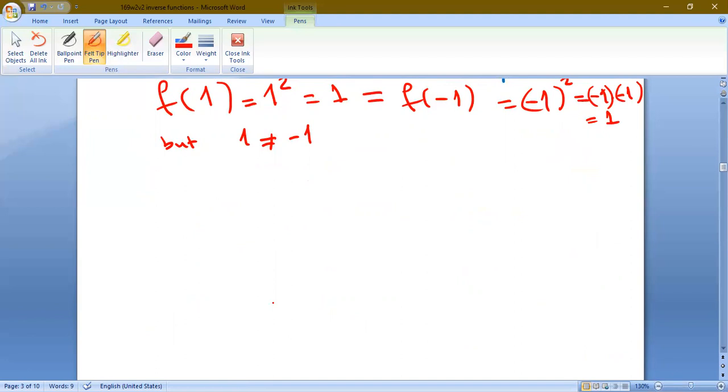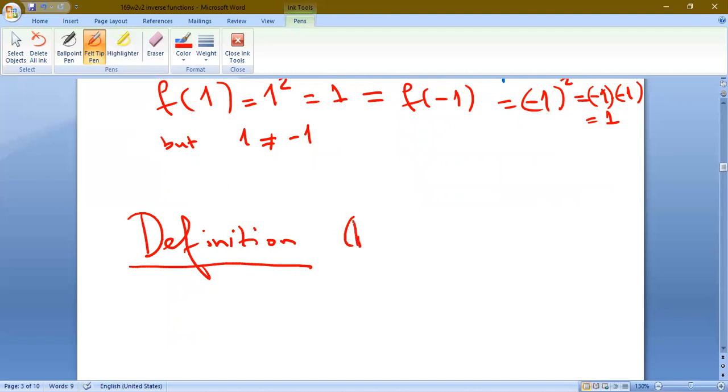Now, what about the inverse functions? Inverse functions are one-to-one functions. That's why we cared about one-to-one functions.